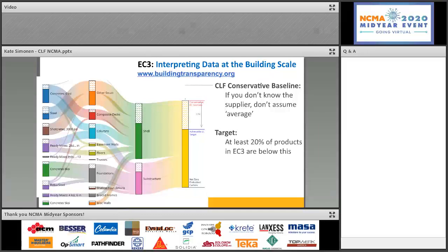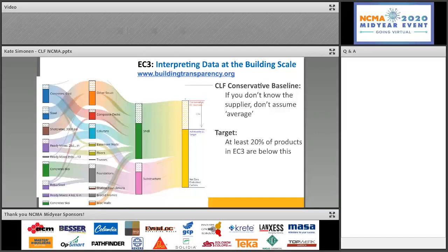So the Embodied Carbon in Construction Calculator is a free tool to use. If you go onto buildingtransparency.org, you can use the tool to build up an analysis at a building scale. This is an example of a total building carbon footprint that's made up of concrete, steel, sheetrock, and others. And what we have in the tool is the ability to see within each material grouping what the opportunities for improvement are. So we're showing the range within each material category. And some material categories have very large ranges between the highest carbon impact material and the lowest carbon impact material.